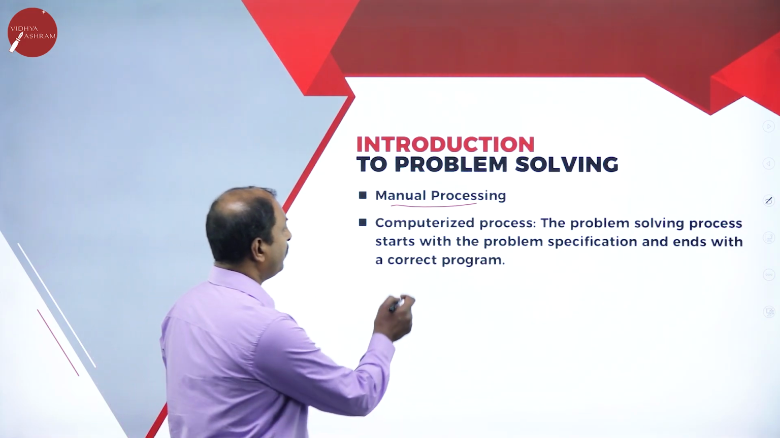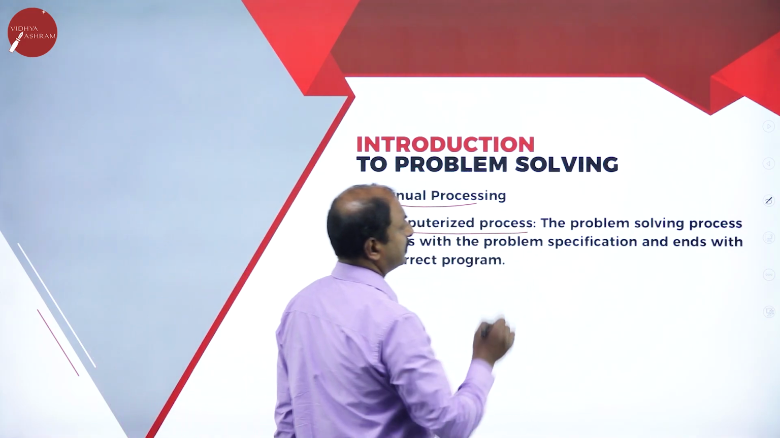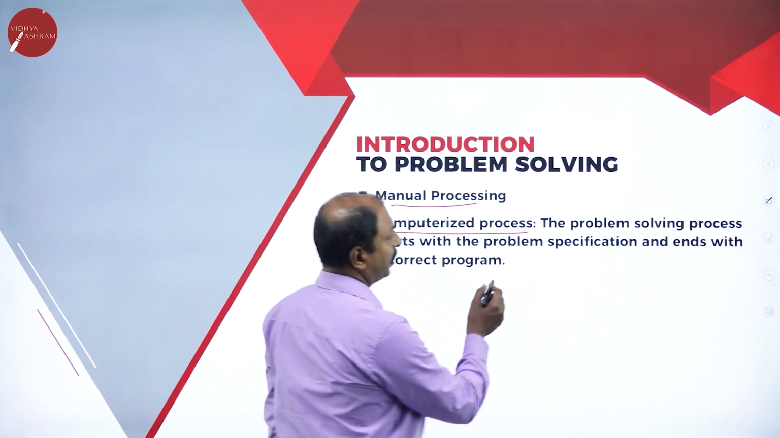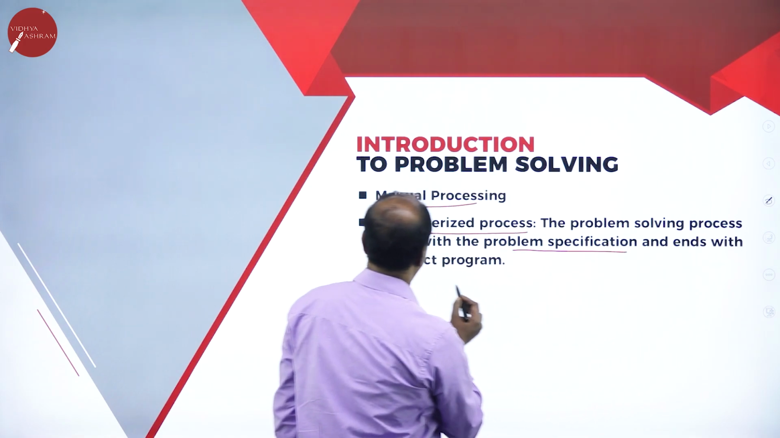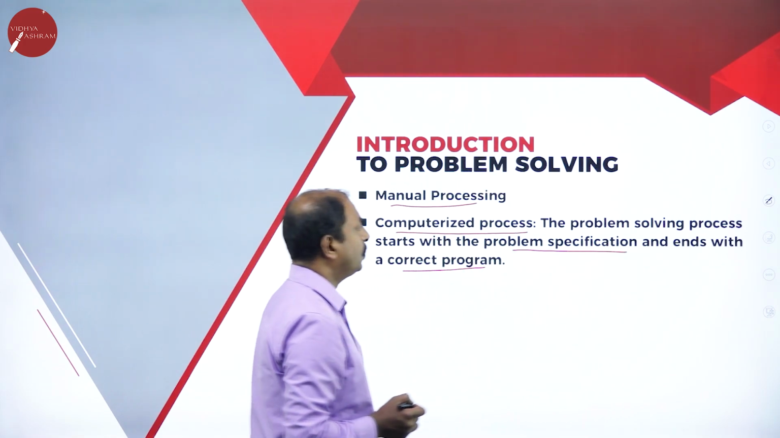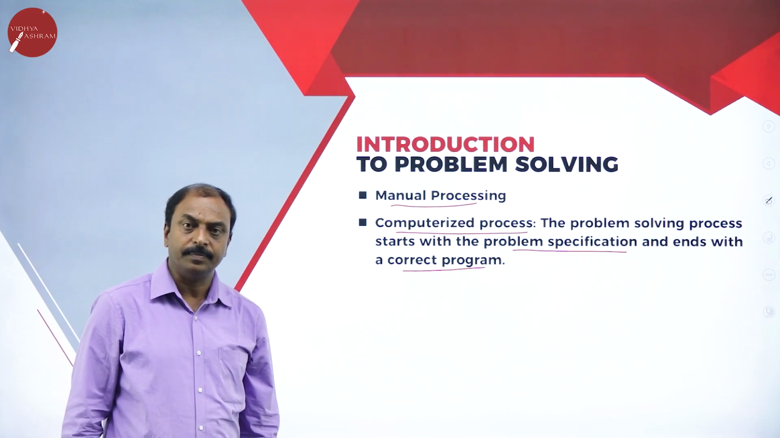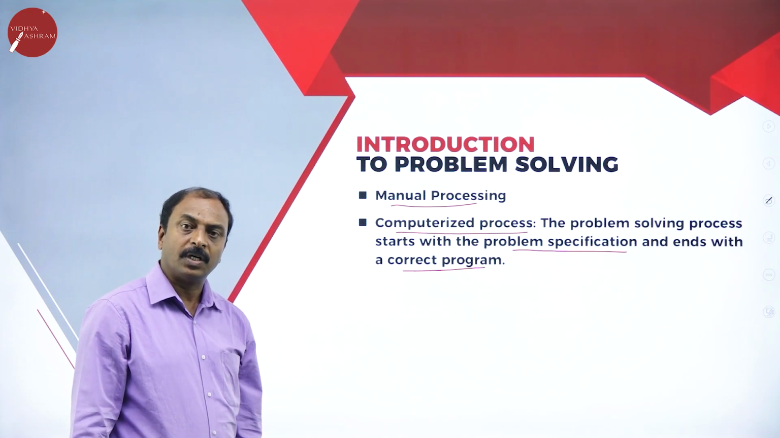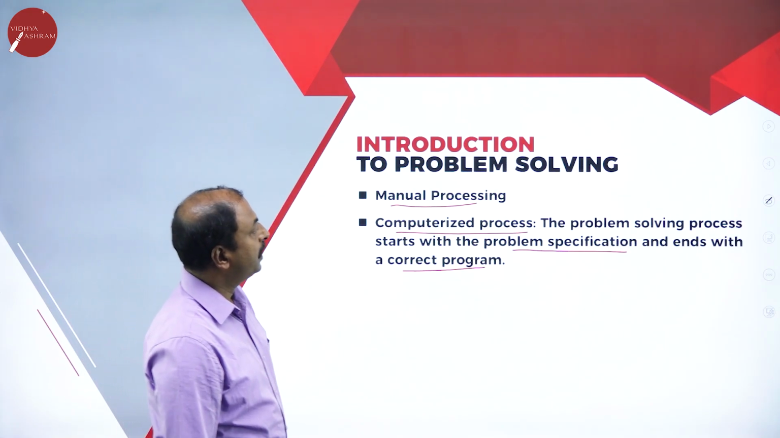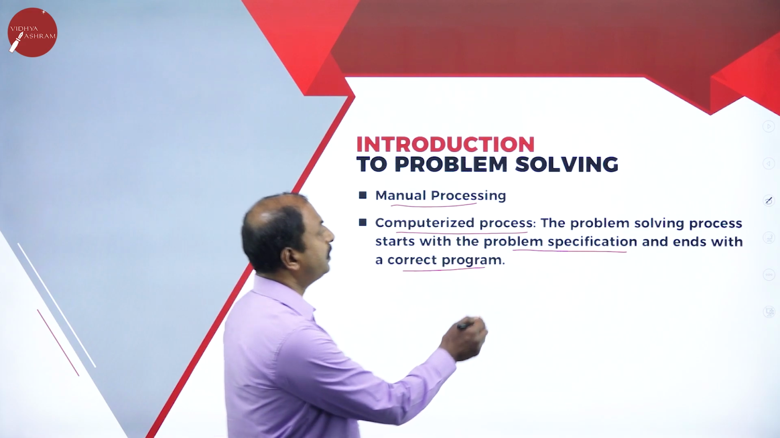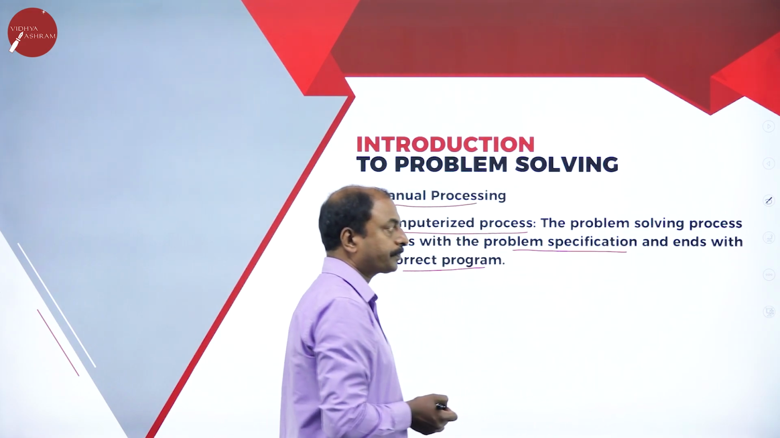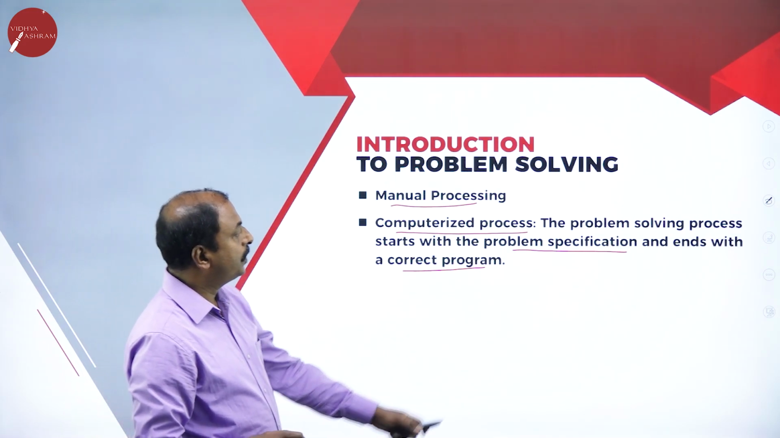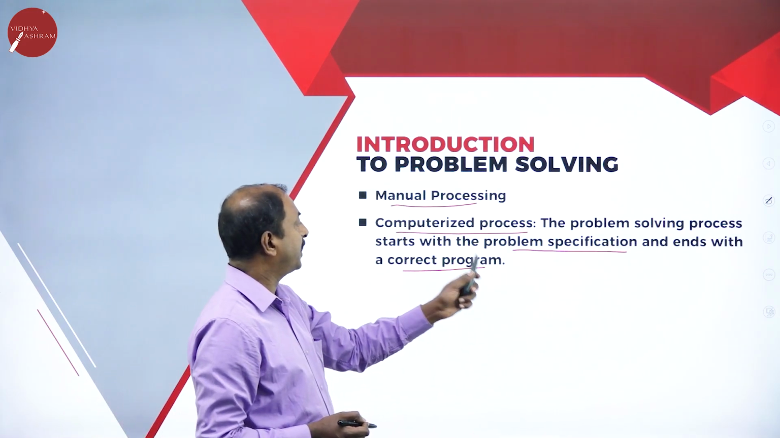Now let us see what it is. The second one is the computerized process. The meaning is that the problem solving process starts with problem specification and ends with a correct program. If you want to solve a problem over computers, any type of problem or any different types of tasks, whatever it is, the problem solving process starts with problem specification. We are going to discuss it in detail in our next slide. Specification, and it ends with a correct program.